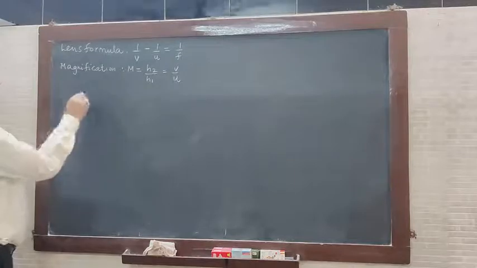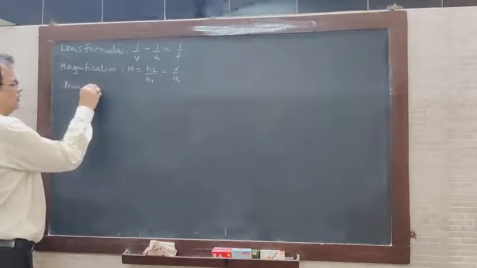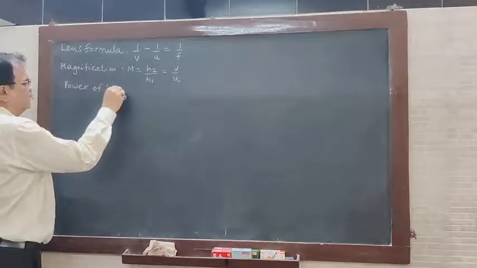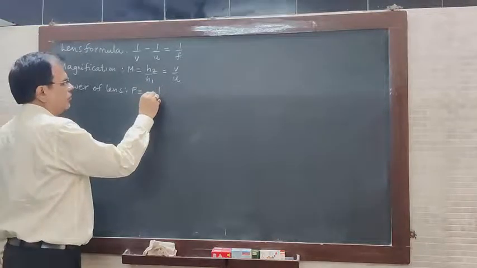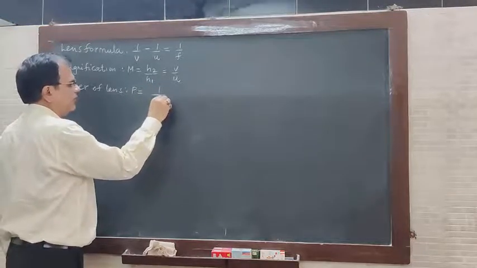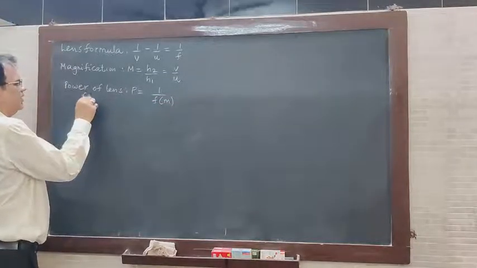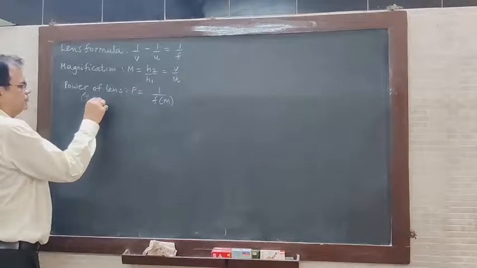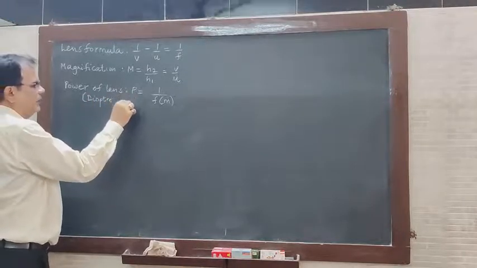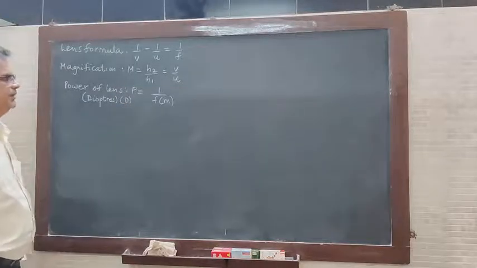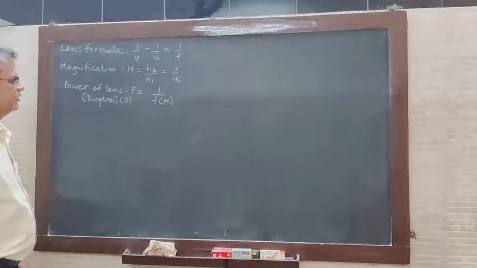Okay. Then power of lens. Power of lens P is equal to 1 upon F, and this F should always be in meters. The unit of power is diopters, or you can write D. Power of lens P is equal to 1 upon F in meters.